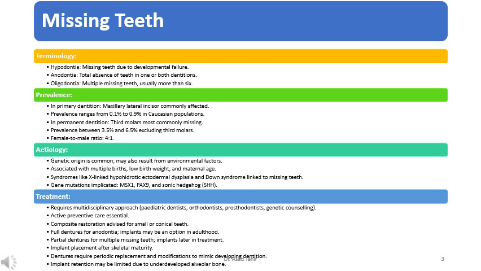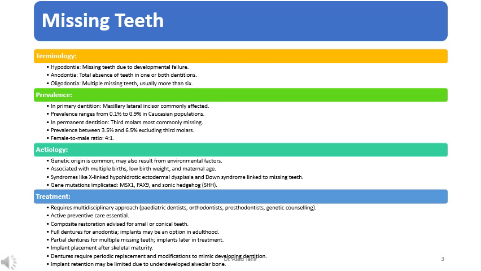Prevalence. In primary dentition, maxillary lateral incisor commonly affected. Prevalence ranges from 0.1% to 0.9% in Caucasian populations. In permanent dentition, third molars most commonly missing. Prevalence between 3.5% and 6.5% excluding third molars. Female to male ratio, 4:1.